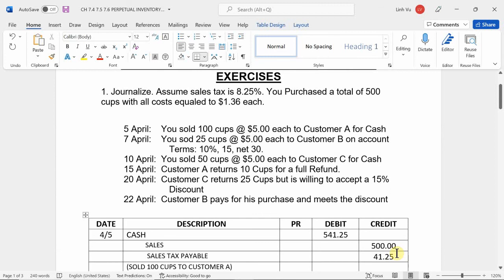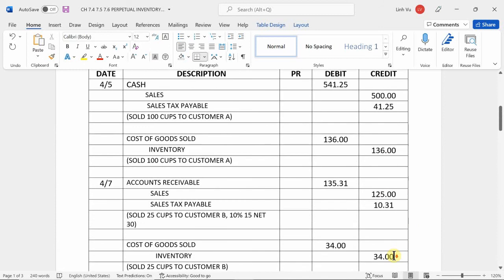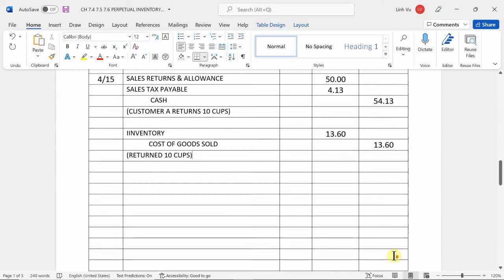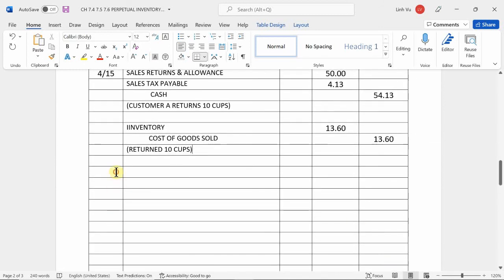On April 20th, customer C returns 25 of those cups, but is willing to accept a 15% discount. Okay? So customer C wants to return 25 of those cups, but is willing to accept a 15% discount. So in this case, it is April 20th. Right? Customer C is wanting to return 25 of those cups, but is willing to accept a 15% discount.